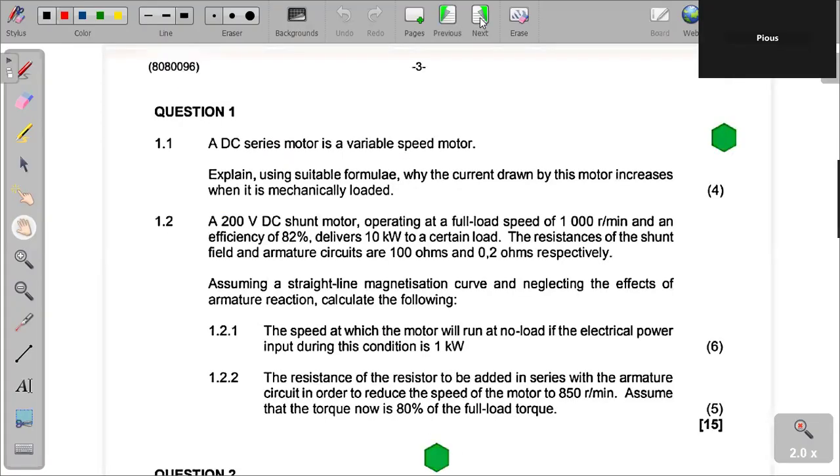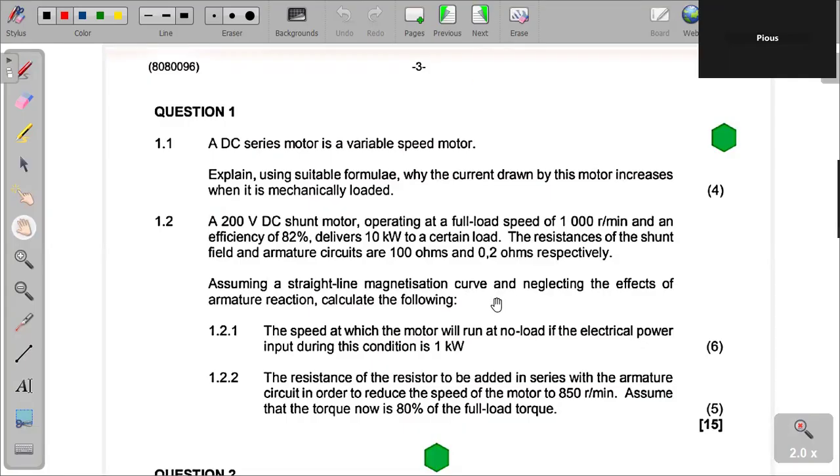So I will skip the instructions for the sake of time and progress, but I do advise that when you're in the exam, go through them. It's very, very important. Right, so the first question says a DC series motor is a variable speed motor. Explain using suitable formulae why the current drawn by this motor increases when it's mechanically loaded.